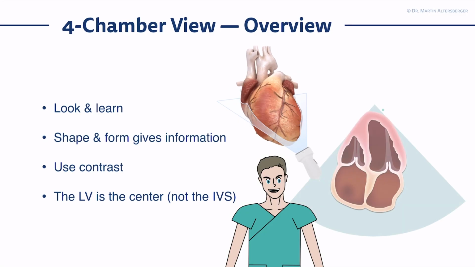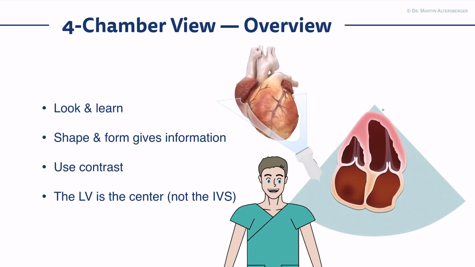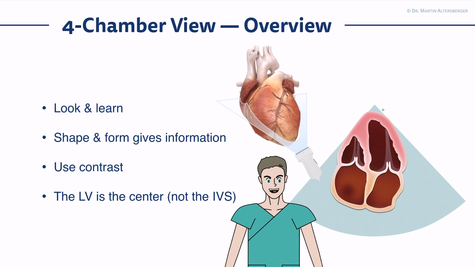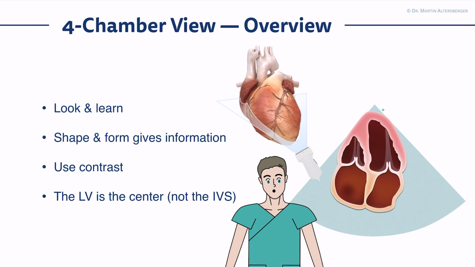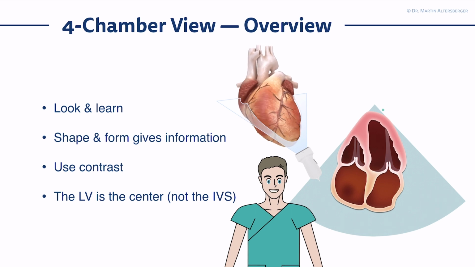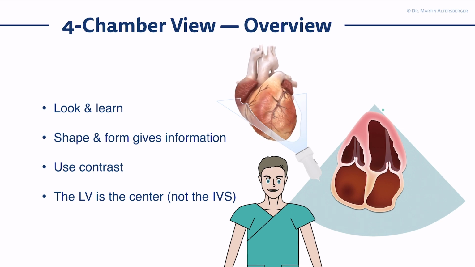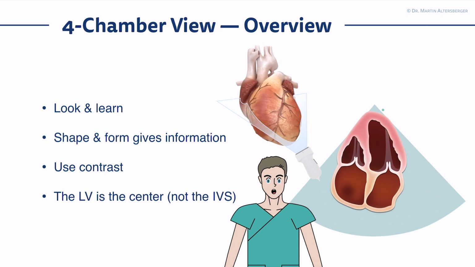So to give you the overview of the four-chamber view, the four-chamber view is important. You have to simply try, see, and learn. Use contrast if you do not see the endocardial borders, if you want to find thrombus, or in patients with coronary artery disease, with hypertrabeculations, with masses, tumors. Use contrast if you are not sure. Use contrast to detect aneurysms, pseudoaneurysms, and the shape and the form of the left ventricle already gives away a lot of information of what the underlying pathology you're dealing with looks like.